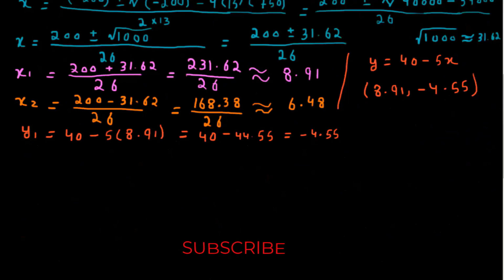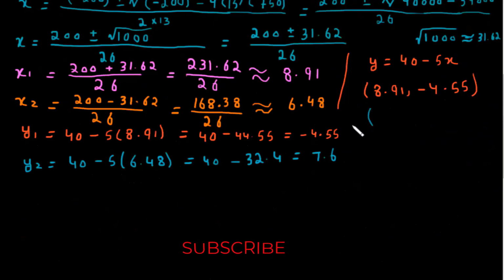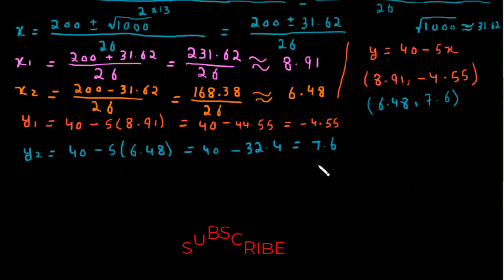That one pair will be when x has a value of 8.91, then y has a value of -4.55. Alright, now I will find the second value, y₂, that will be 40 minus 5 times 6.48, and it is equal to 40 minus, and after using a calculator its value is 32.4, which is equal to 7.6. So when x has a value of 6.48, y has a value of 7.6. Now we have two pairs, x₁, y₁ and x₂, y₂.